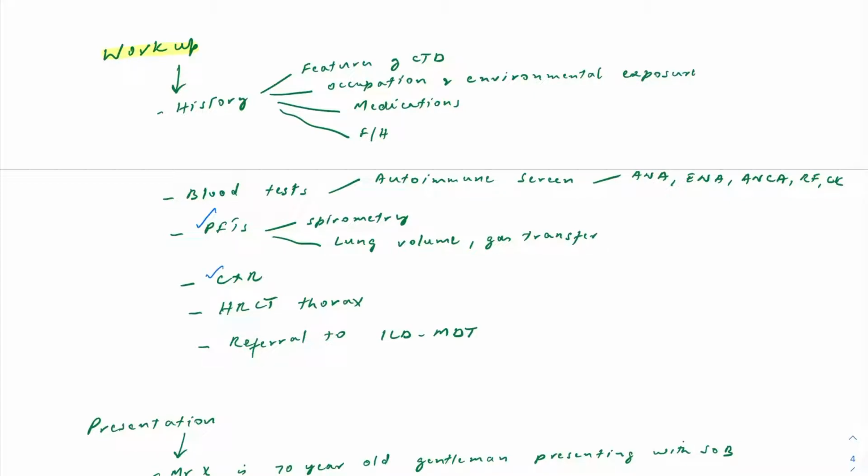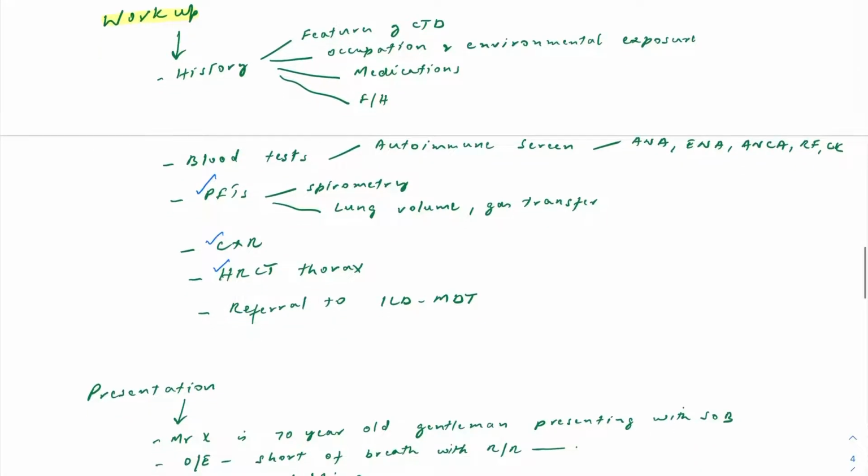Chest X-ray, then we will do a high-resolution CT scan, which will confirm the diagnosis of pulmonary fibrosis and give us some idea about whether we have a ground glass appearance or honeycombing, and it will give us some idea about the cause of the pulmonary fibrosis. And finally, we have to refer the patient to the interstitial lung disease multidisciplinary team.